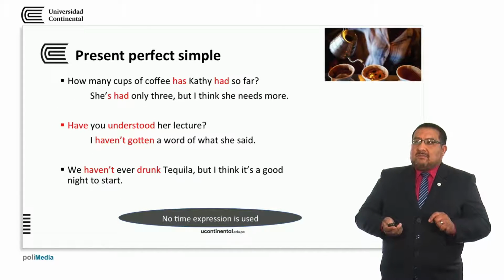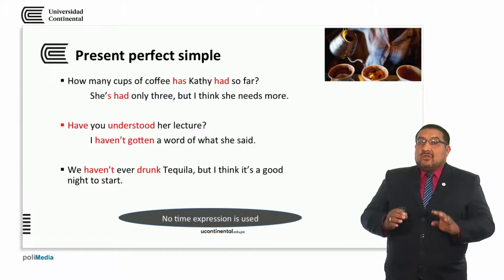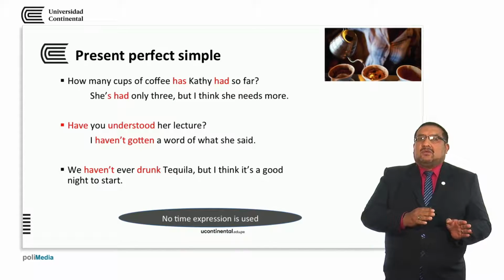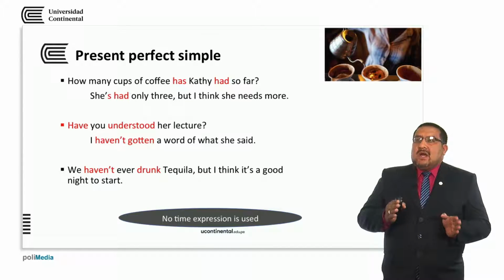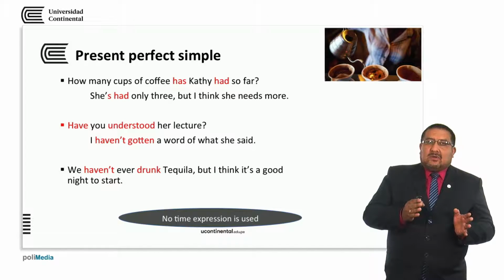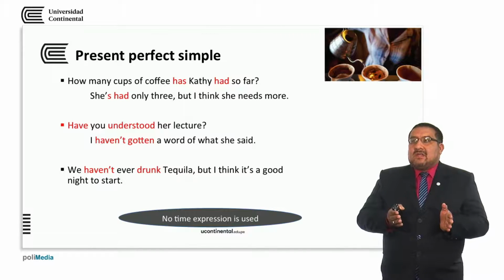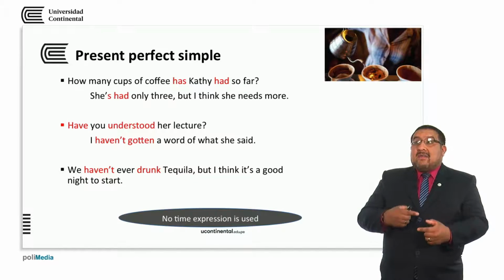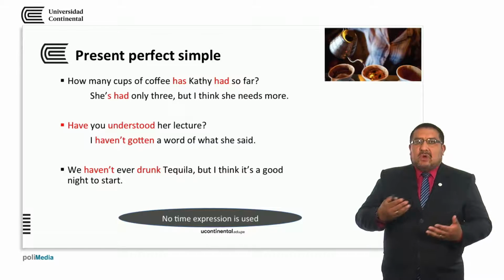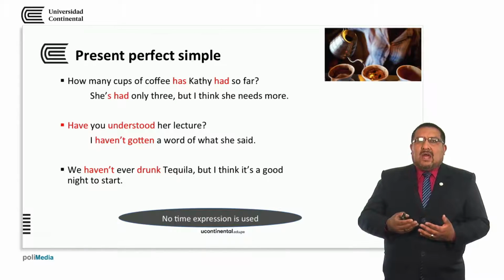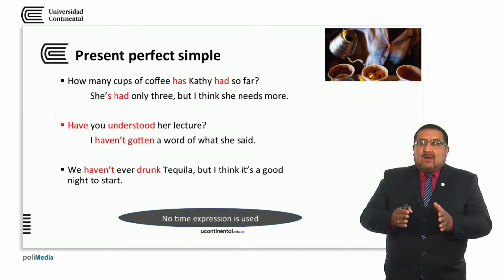You can see different from that, the simple present perfect. In the case of the present perfect simple, you have no time expressions to be used. The question says, how many cups of coffee has Kathy had so far? So far means until now. So from one period in the past until now, how many cups of coffee? She has had only 3, but I think she needs more. Probably she's drowsy or she needs to work for long hours. But until now, she has had only 3.